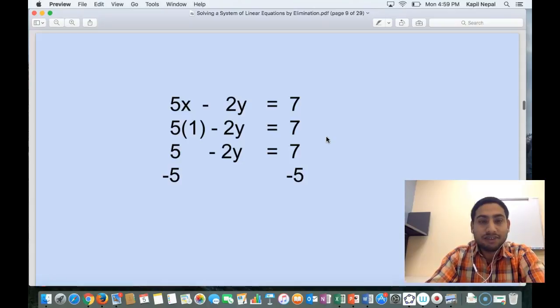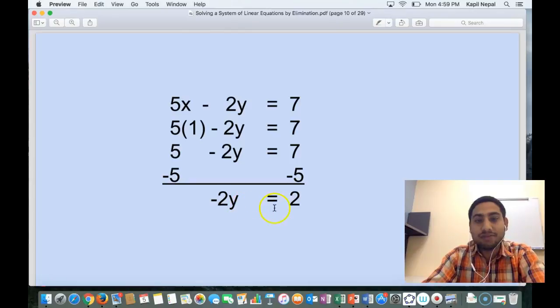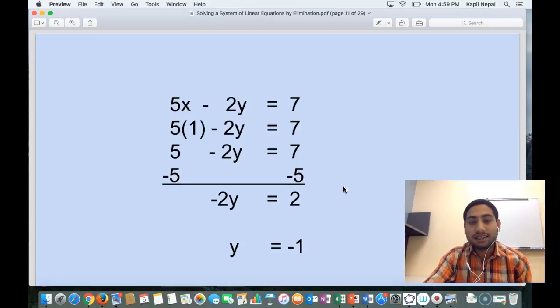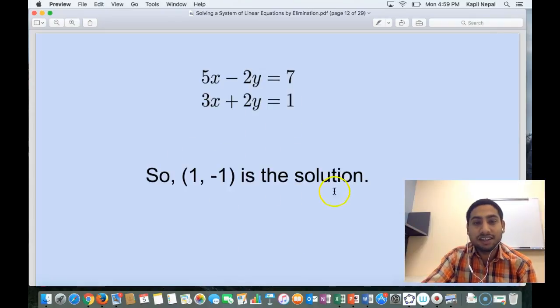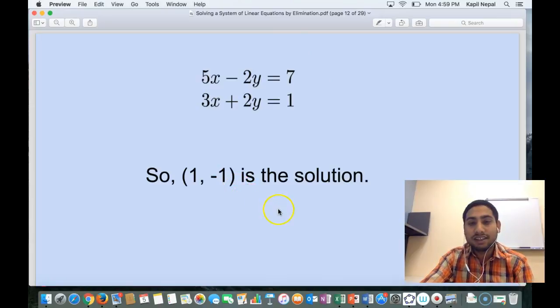Now if I subtract 5 from both sides, I end up with negative 2y equals 2, from which if I were to divide both sides by negative 2, I get y equals negative 1. So I'm done with this system of equations. In other words, for this system, (1, negative 1) is the solution.